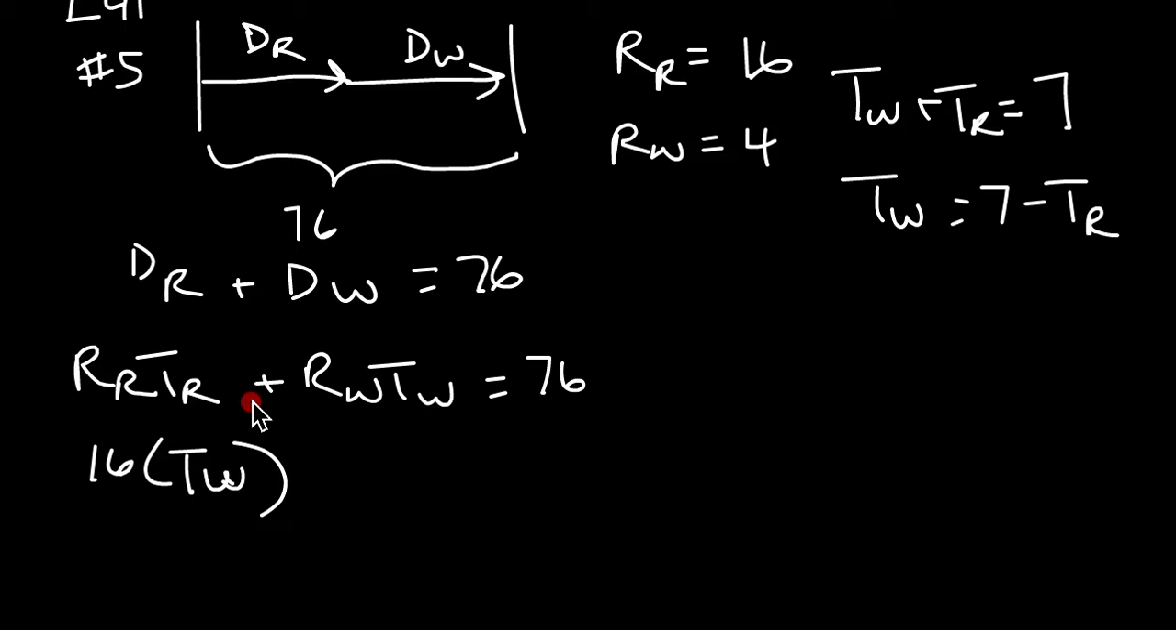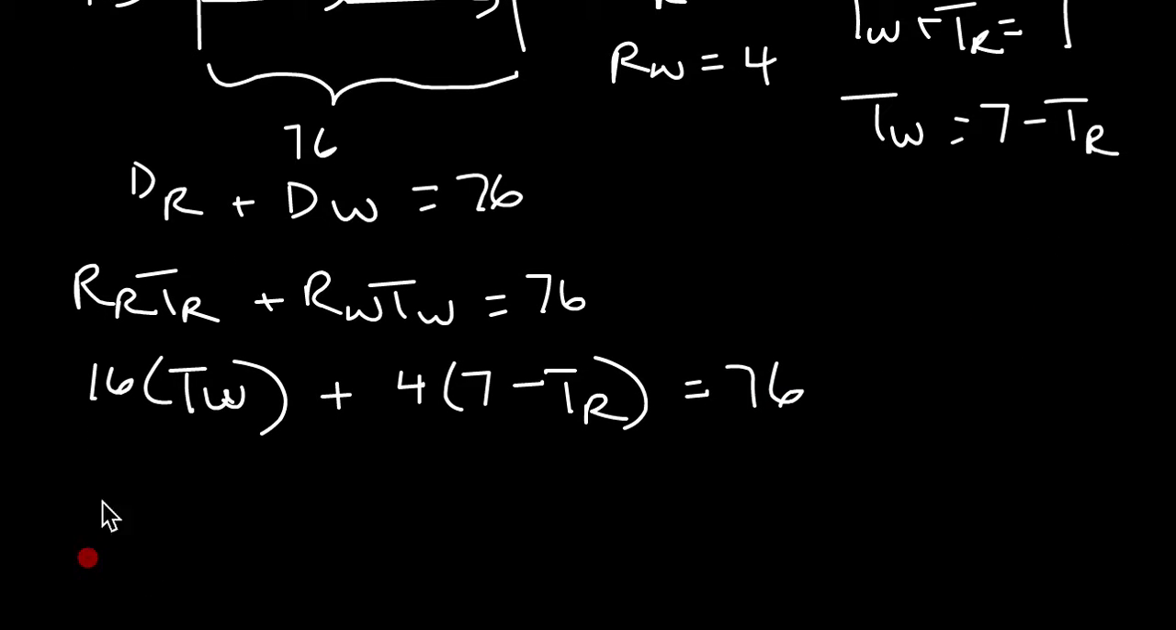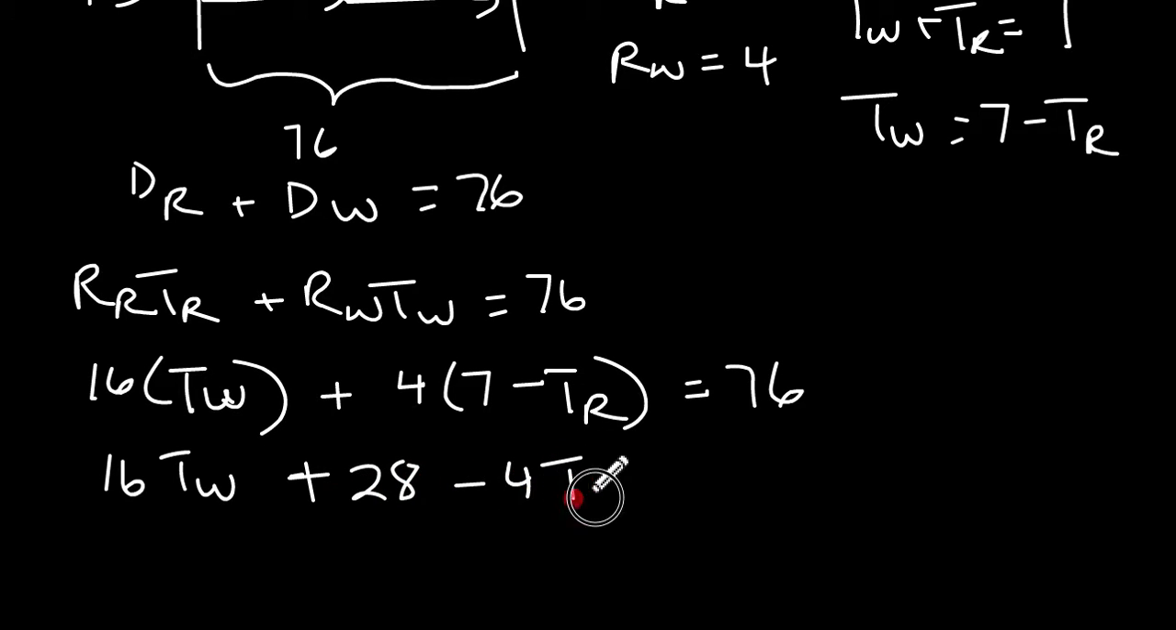All right, that's a little bit different. I solved it for something different when I was doing it myself. Let me just keep going from here. Rate walking is 4, time walking is 7 minus time riding, equals 76. Then we get 16 time walking plus 4 times 7 is 28 minus 4 time riding equals 76. So 16 minus 4 is 4 time walking equals 76 minus 28, which is 48.